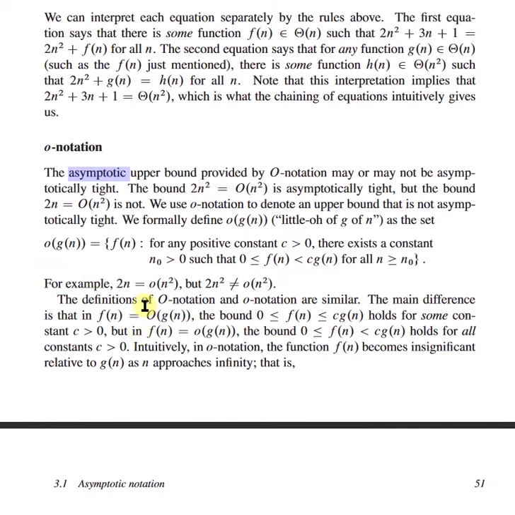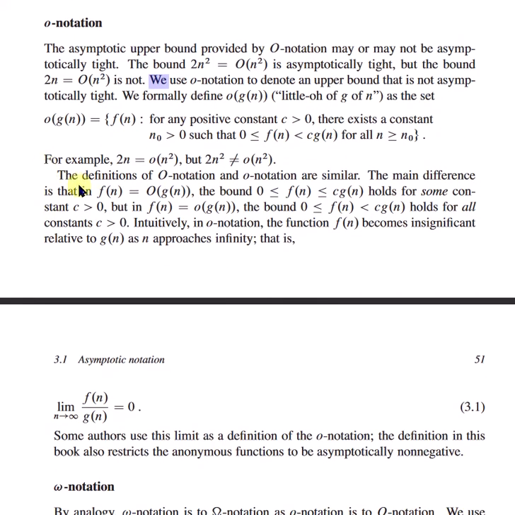For example, 2n equal to O of n square, but 2n square is not equal to o of n square. This is not asymptotically tight, okay? I think I'm getting it. What they're trying to say is they're directly saying that that is not tight by using a small o notation, little o notation.